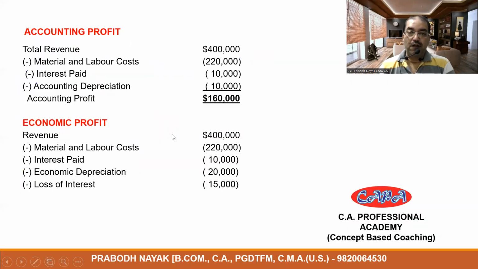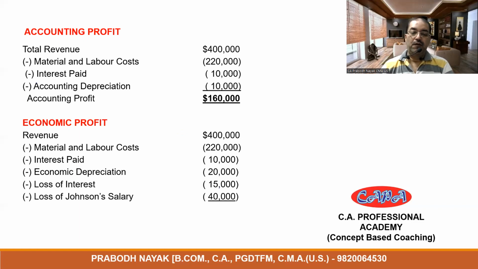Loss of interest, $15,000. Loss of Johnson's salary: had he been working somewhere else, he would have earned a salary of $40,000. So that is again opportunity cost. So subtract now 220 plus 10, 230, 250, 260, 305.